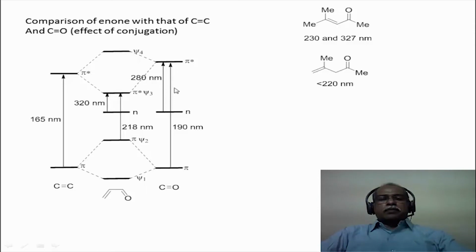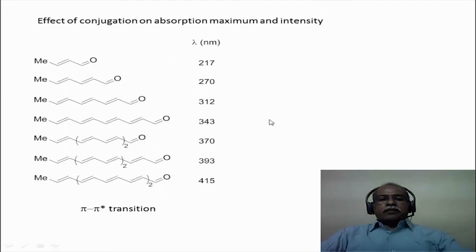So this essentially explains the effect of conjugation of a carbonyl compound for the n to pi star as well as the pi to pi star transition. And this effect can be clearly seen in the case of conjugated systems. This is a single double bond conjugation. This is two double bond conjugation and so on, up to, for example, 7 double bond conjugation shown here.